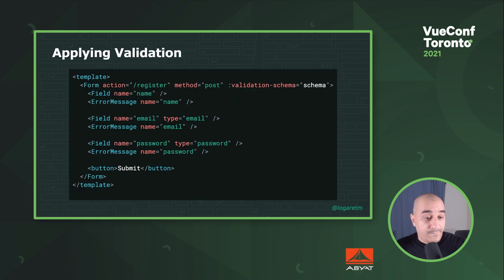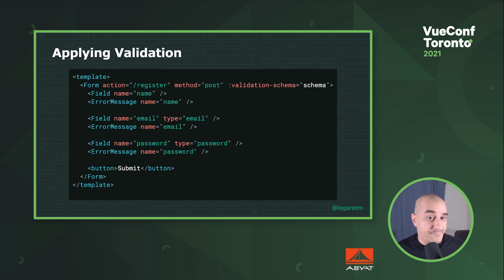So with vee-validate, all you have to do is just replace the form element with the form component, replace the input element with the field component, and you are done. Just add some error message components for error display, and that's it. Of course, you have to specify the validation schema, but once you do that, vee-validate will do a smart thing here.